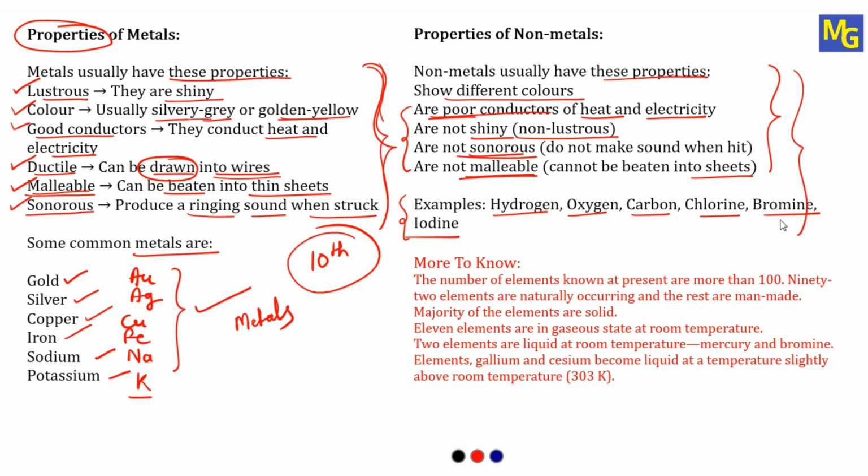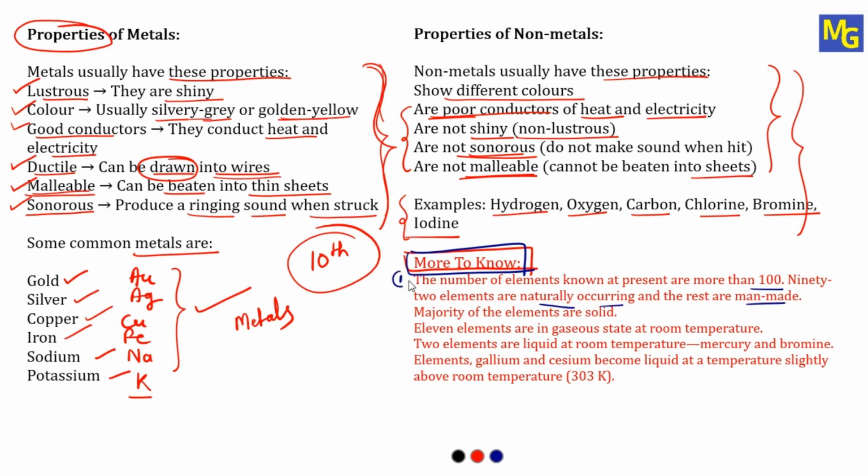We have seen the properties, and there is one more topic which is present in the NCERT book, that is some extra information. So here I have taken it to explain to you all. So more to know. What is more to know about these metals and non-metals? See the first point. The number of elements known at present are more than 100. 92 elements are naturally occurring and the rest are man-made.